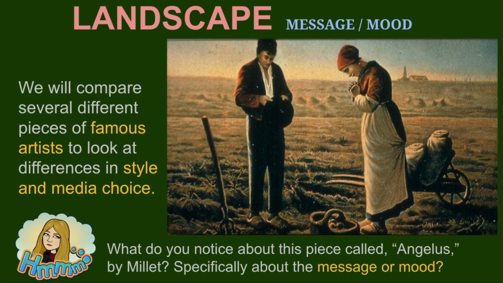So some things about message or mood in a landscape. This particular piece is called Angelus by Millet. As you can see, the couple is praying over the amount of potatoes that came out of the ground. So this was actually during the Irish potato famine, and you can see how thankful the individuals are that they were given any food at all. And then in the very, very background, you can see that church way in the background.